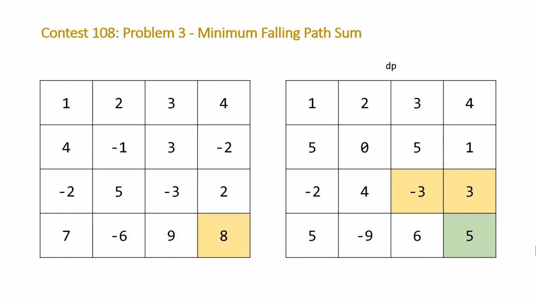And once you have your DP vector filled, all you have to do is take a look at the last row, which has the minimum sums of all the falling paths that end in each of the cells, and take the minimum of these values. And if we do that, we can see that -9 is the minimum, which at the beginning we noted is the optimal solution.